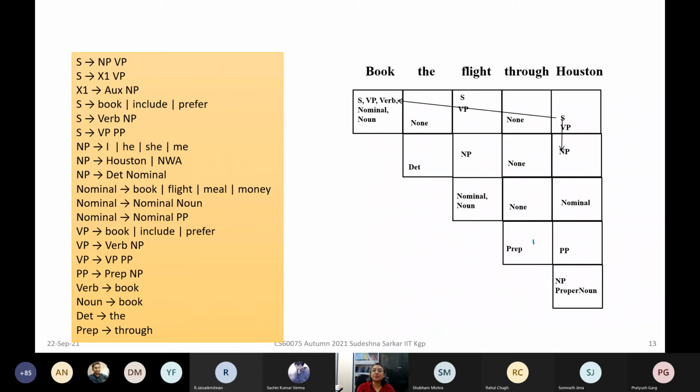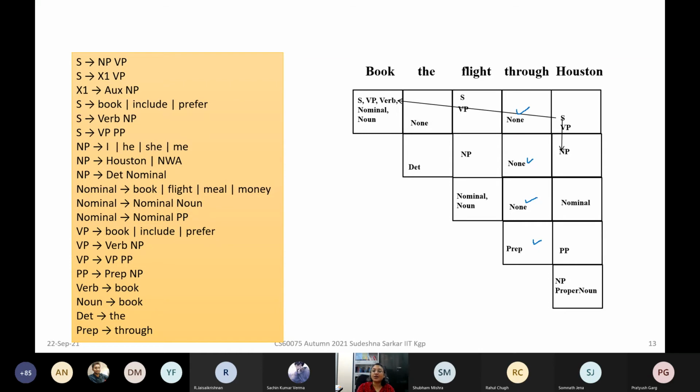Through is a preposition. And for flight through, we find there is nothing with nominal preposition or noun preposition. So we put a none. Similarly, here we try all the possibilities. The two possibilities are there: none. Here also we find none. So all of these are none.